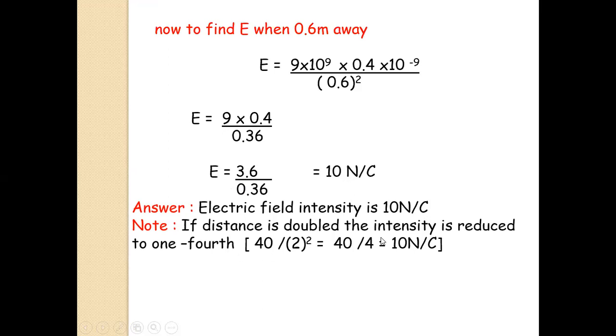It means if the distance is doubled, the intensity is reduced to one fourth, because E is inversely proportional to the square of the distance. If the distance is doubled, double squared, 2 square, is equal to 4. It means that the intensity is reduced to one fourth. Initially the intensity was 40. If the distance is doubled, 40 divided by 4 is equal to 10 Newton per coulomb, which is verified. So this is how we are going to find the electric field intensity.